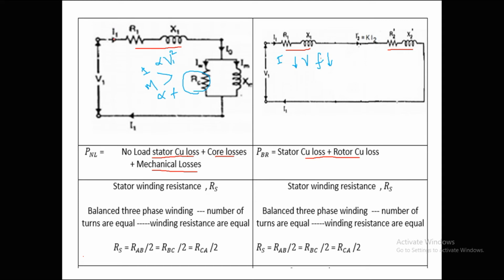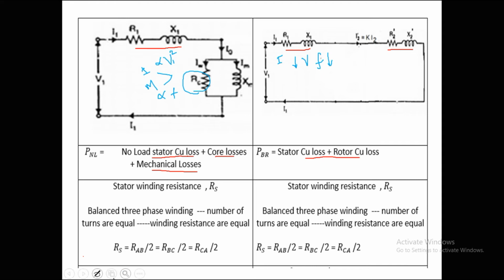We know the value of the current and voltage simply by connecting a voltmeter and ammeter in the circuit, whereas for measuring the resistances we have to go with a separate circuit connection. So for now we'll see the measurement of stator winding resistance.